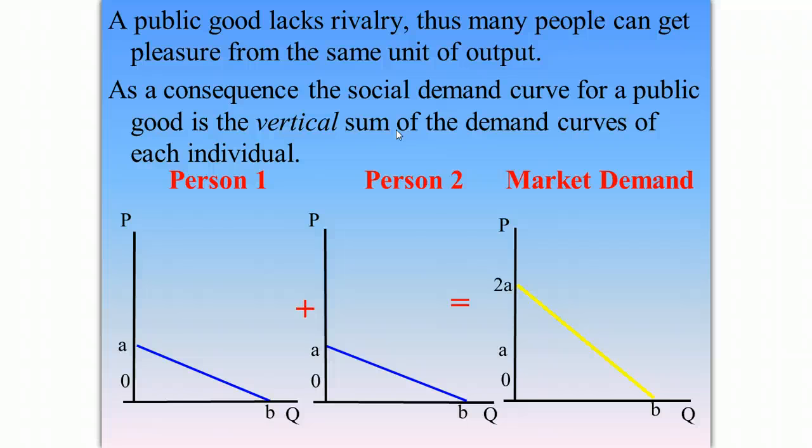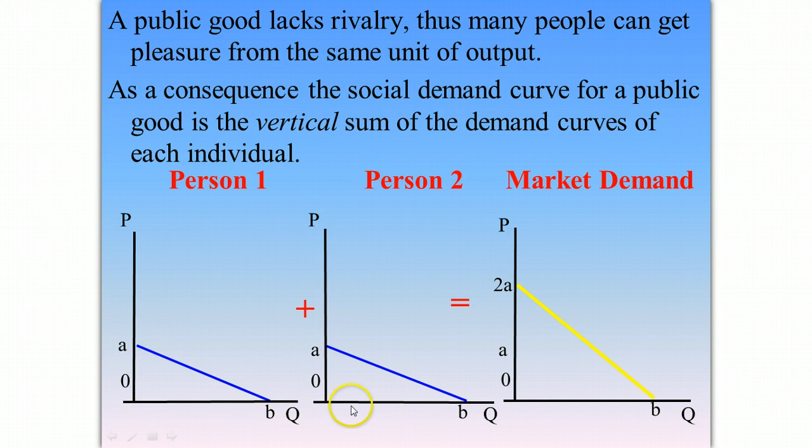So with most goods we tend to add horizontally. If 2 people want 5 apples each, the market demand then is 10. But when it comes to public goods, if 2 people want to tune into a TV signal, we still only need 1 TV signal. What we add up is the benefit they get. So we sum vertically.